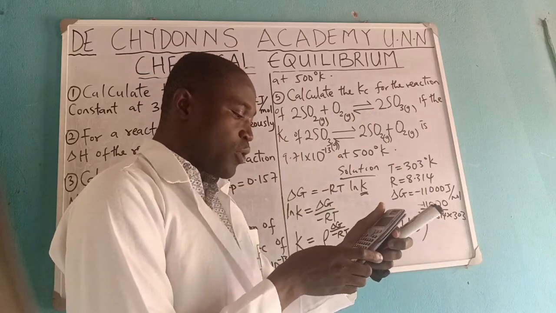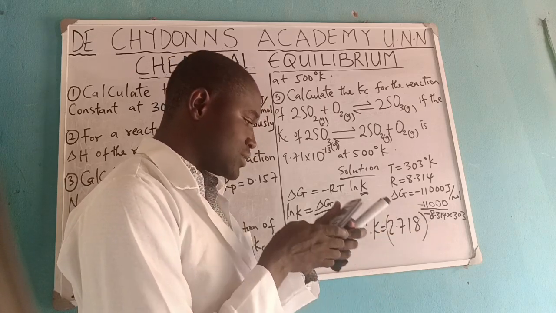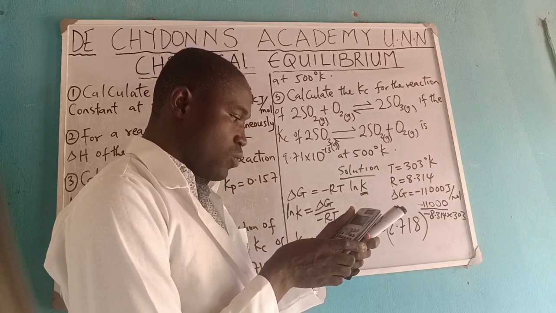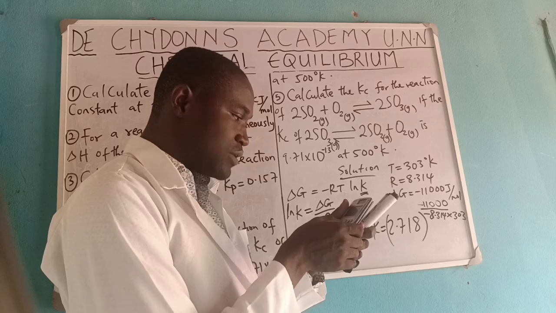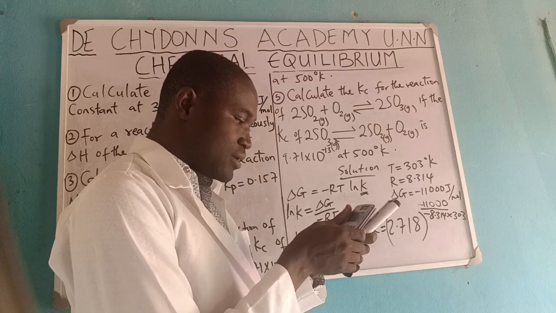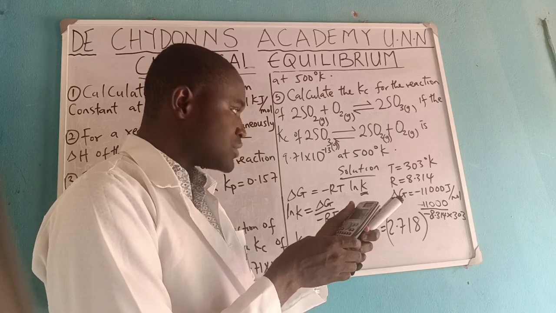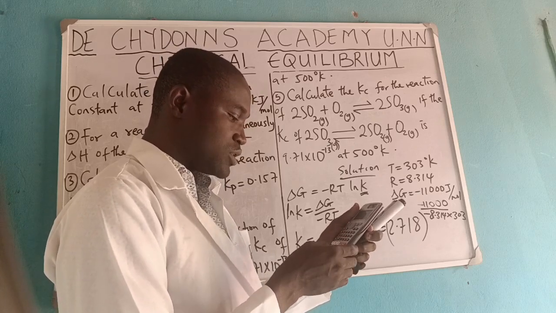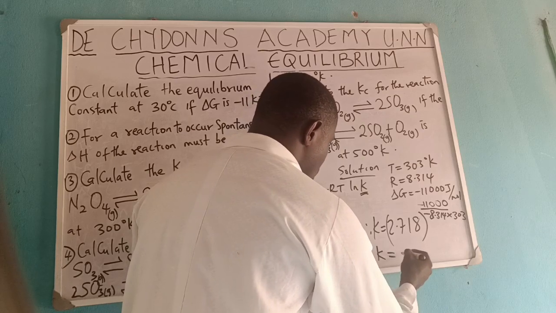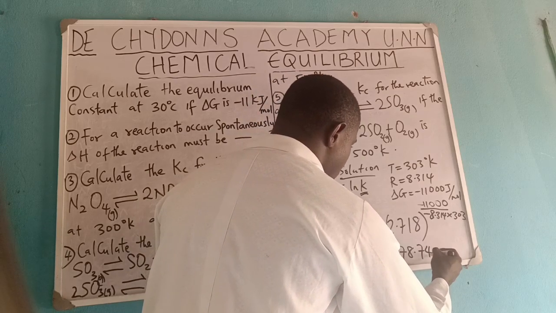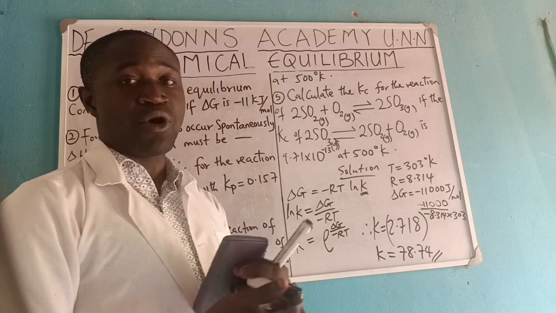This is my own: open bracket 2.718 raised to the power of bracket minus 11,000. I will close the first bracket. Then I will divide by bracket, the second is minus 8.314 times 303. I will now close it and press equals to. If you use your calculator to simplify, you will have K equals 78.74. That is your answer. Please use your calculator to confirm this and tell me in the comment box if we are correct.